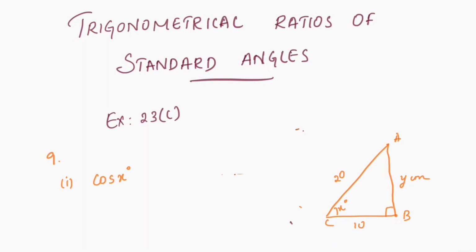You have X here, right? Cos X means what is the formula? It is base by hypotenuse. For this figure, what's the base for X? It is BC by AC. So that is equal to BC is 10, 10 by 20 equals 1 by 2.